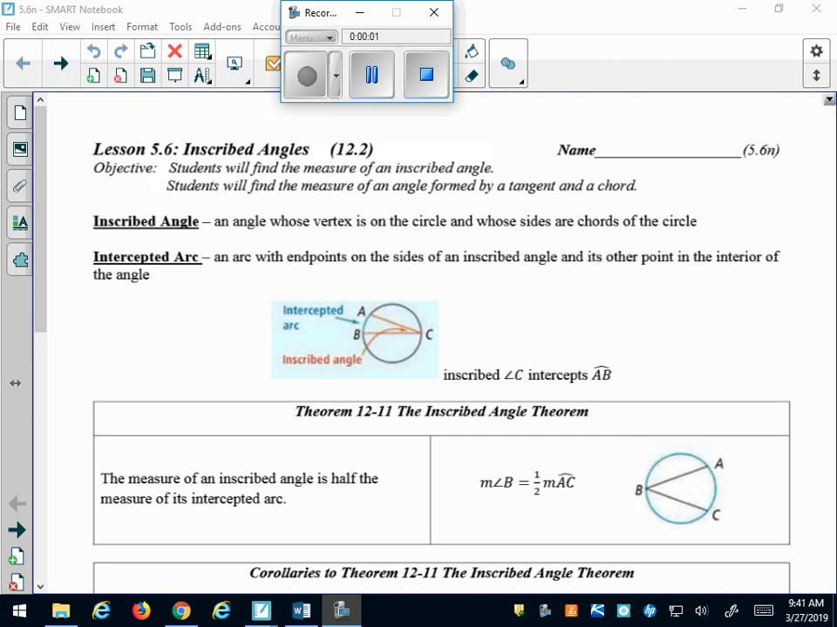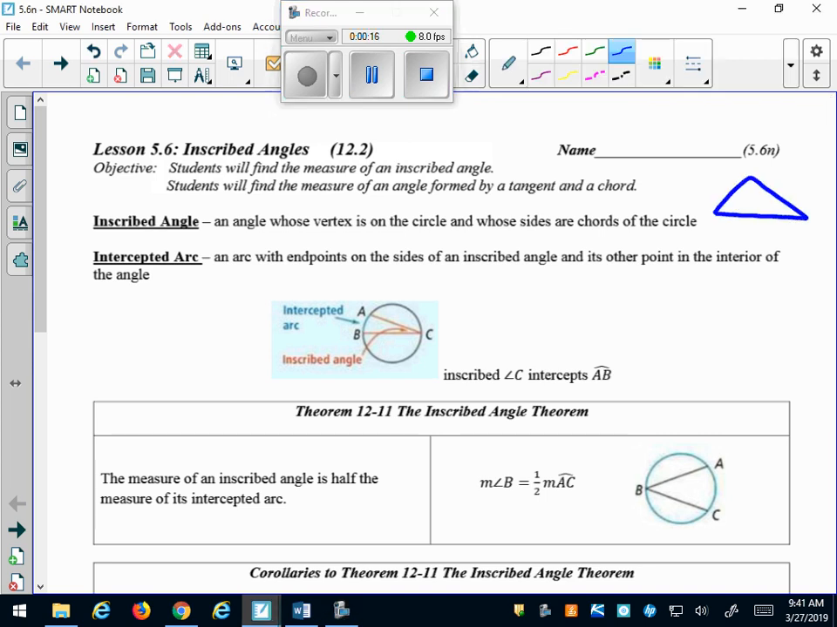Okay, so lesson 5-6 is talking about inscribed angles. Now, we've talked about inscribed circles, right? Circles inscribed inside a triangle. An inscribed circle just barely hits the edge of each side, remember that? Okay, so inscribed angles are angles that hit the edge, right?